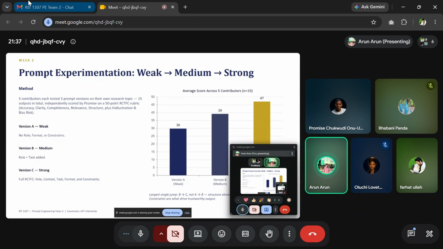We tested three different prompt versions to understand how prompt quality affects the AI response. Version A is the weak prompt with no specific role, format, or constraint. Version B is a medium prompt where we add a clear role and task. Finally, version C is a strong prompt using the complete RCTFC framework: role, context, task, format, and constraints. Five contributors tested all three versions on their own research topics, giving us 15 outputs in total.